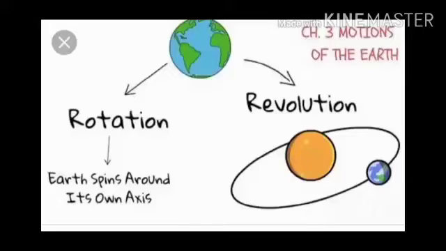Hello everyone, today we are going to study the chapter Motion of the Earth. The Earth has two types of motions, namely rotation and revolution. Rotation is the movement of the Earth on its axis, and the movement of the Earth around the Sun in a fixed path or orbit is known as revolution. So now let's learn more deeply about both the motions. Let's start with revolution.